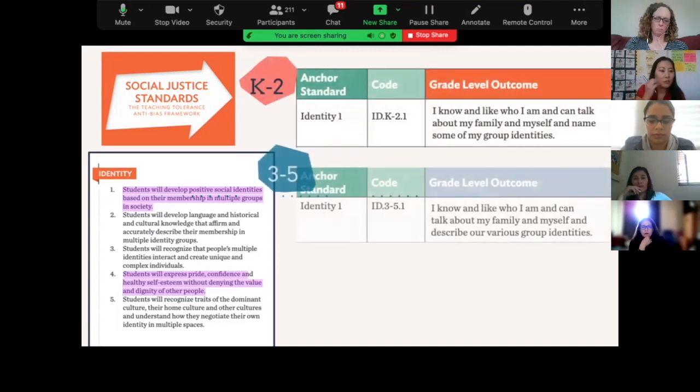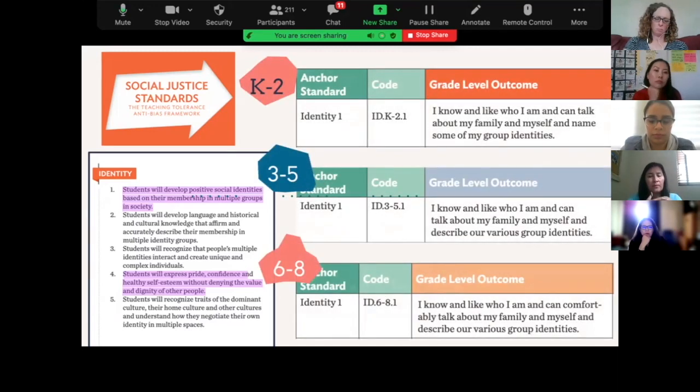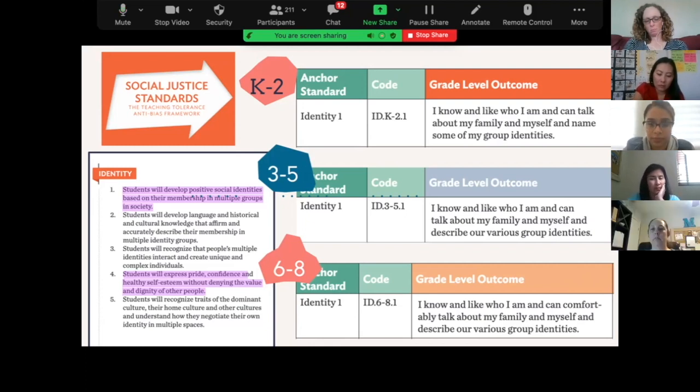And if you're not familiar with these standards, they have similar versions of this throughout the grade levels. So a K-2 student would be able to say by the end, I know and like who I am, and I can talk about my family, myself, and name some of my group identities. A 3 through 5 student will say, I know and like who I am and can talk about my family and myself and describe our various group identities. And a 6 through 8 student would be able to say, I know and like who I am and can comfortably talk about my family and myself and describe our various group identities.